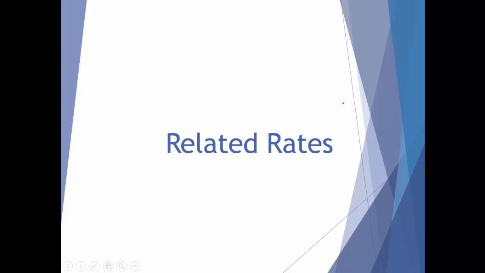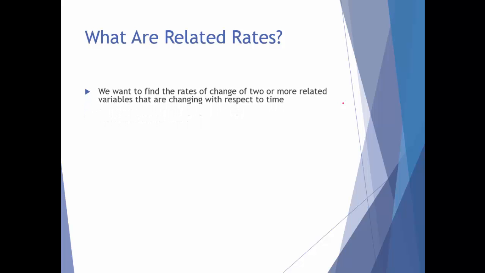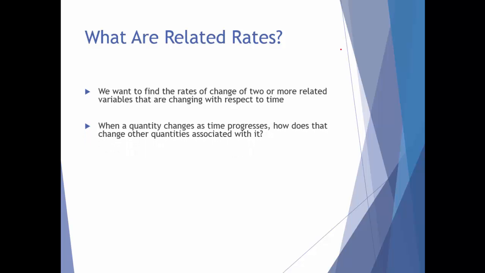Okay, these are going to be our notes on related rates. So first we want to talk about what are related rates. We use related rates when we want to find the rates of change of two or more related variables that are changing usually with respect to time. In other words, when a quantity changes as time progresses, how does that change other quantities that are associated with it? In other words, how are these rates related to one another?